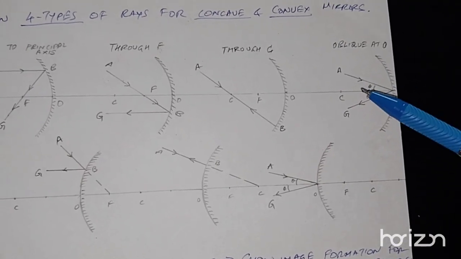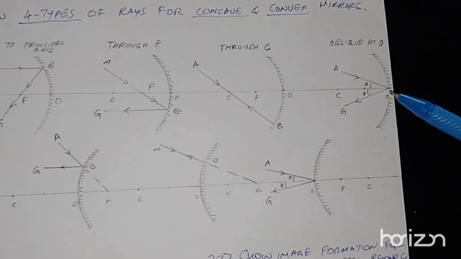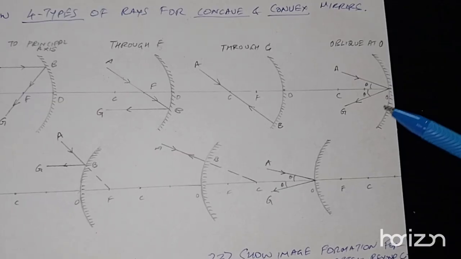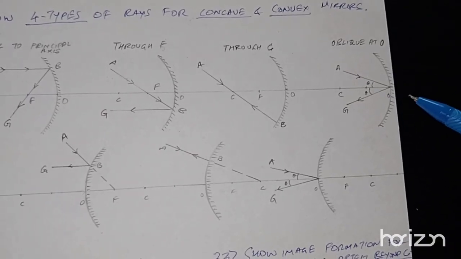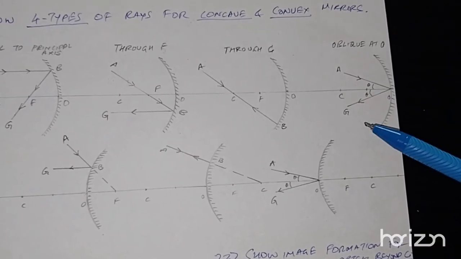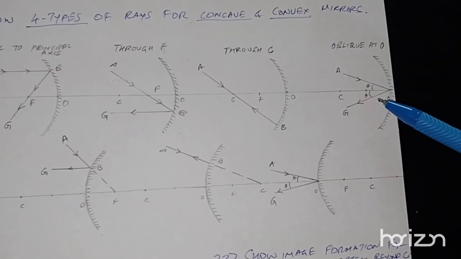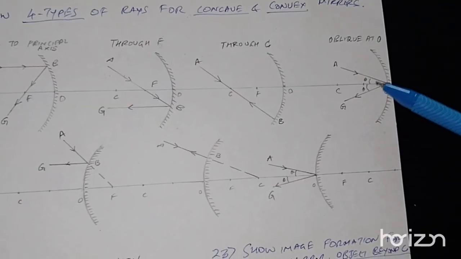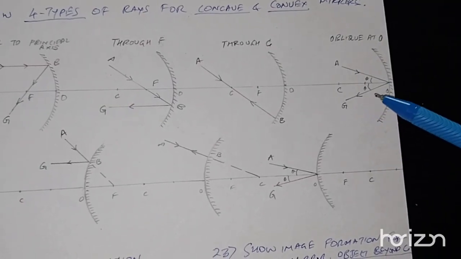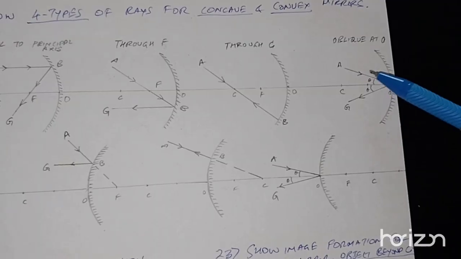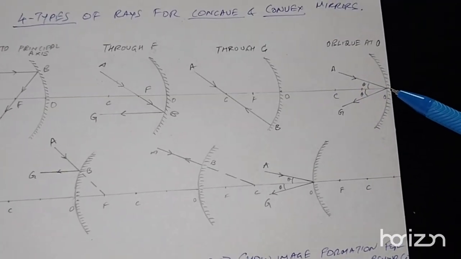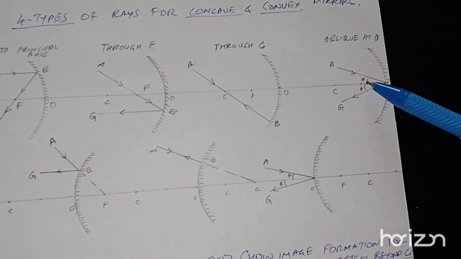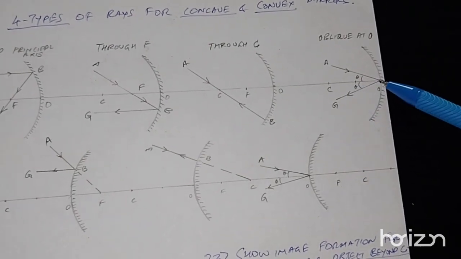The fourth case is, suppose you shoot a ray at angle theta to the principal axis, because angle of incidence is equal to angle of reflection. If AO is the ray, OG will be such that this theta and this theta will be equal, because AO is the incident ray and OG is the reflected ray. So angle of incidence COA and angle of reflection COG will be the same. So if you shoot a ray obliquely at the pole, at an angle theta, the reflected ray will also make an angle theta with the principal axis.